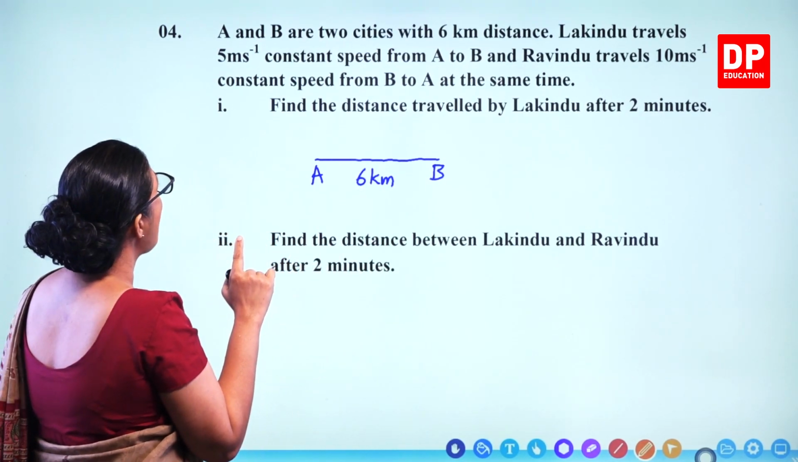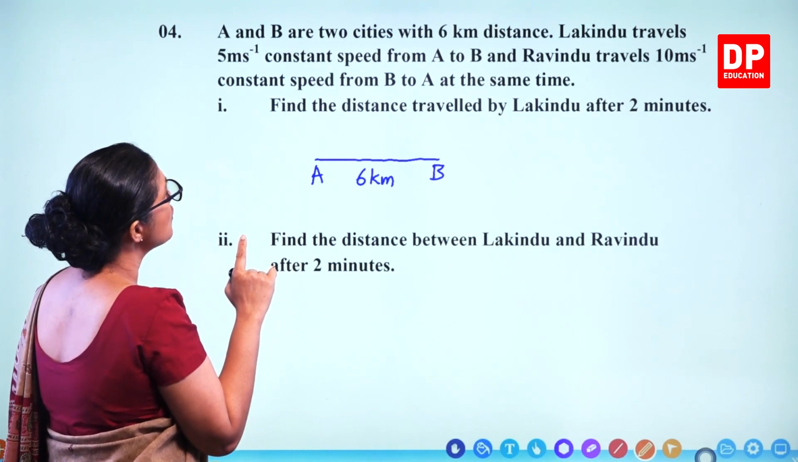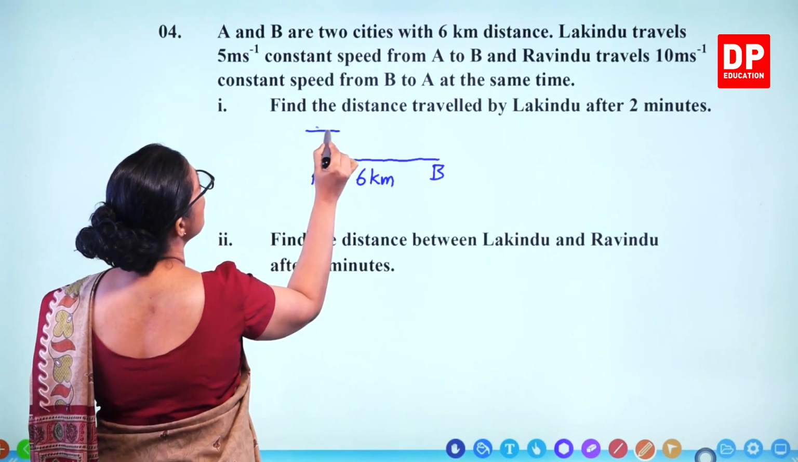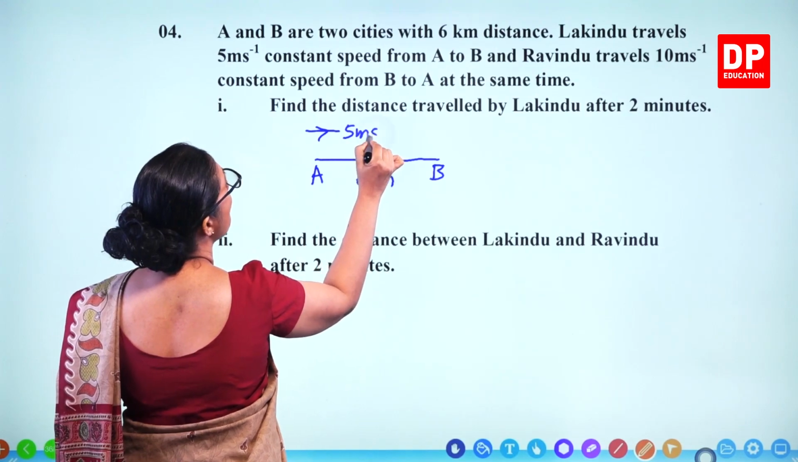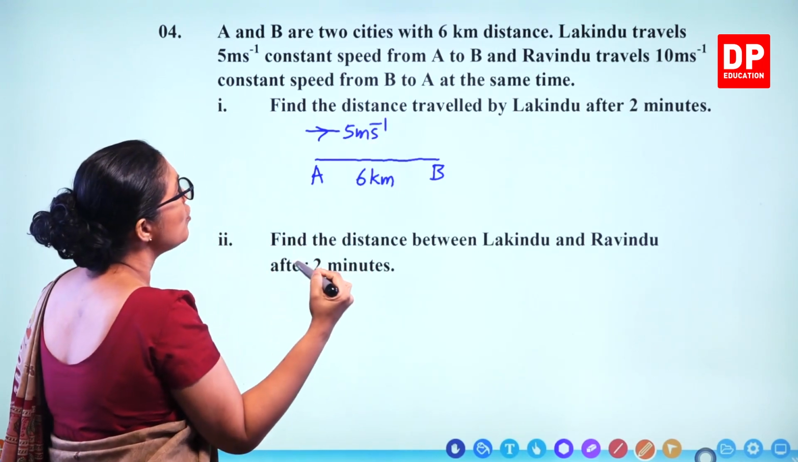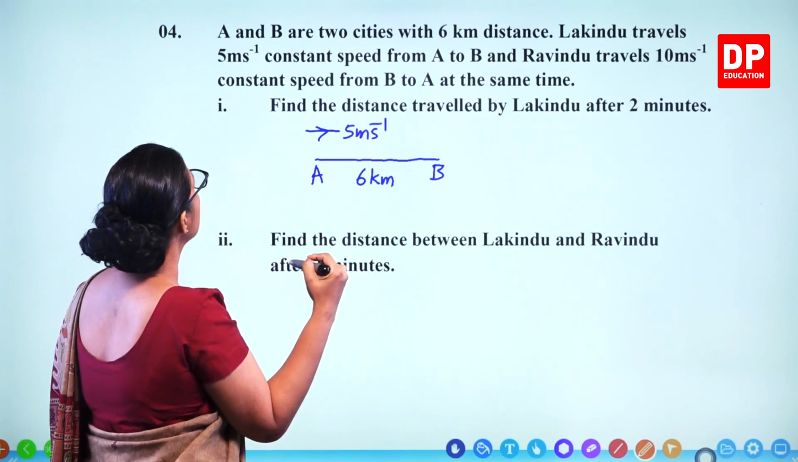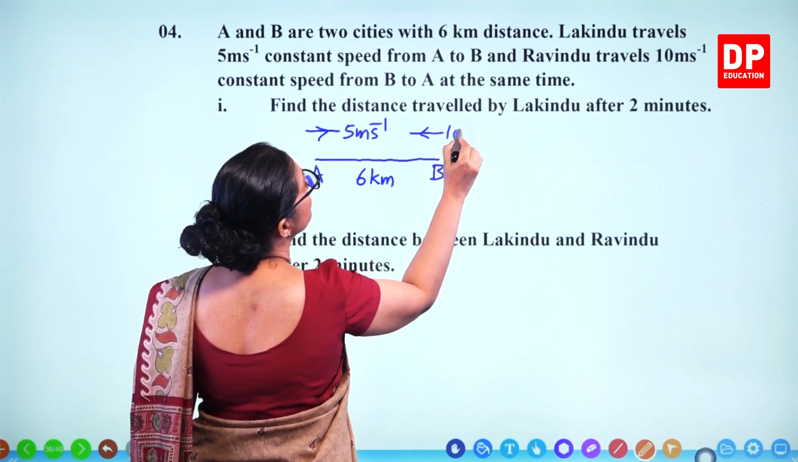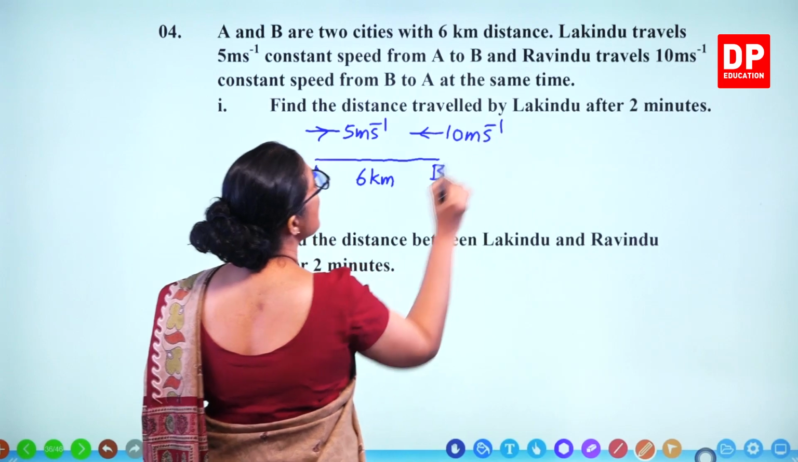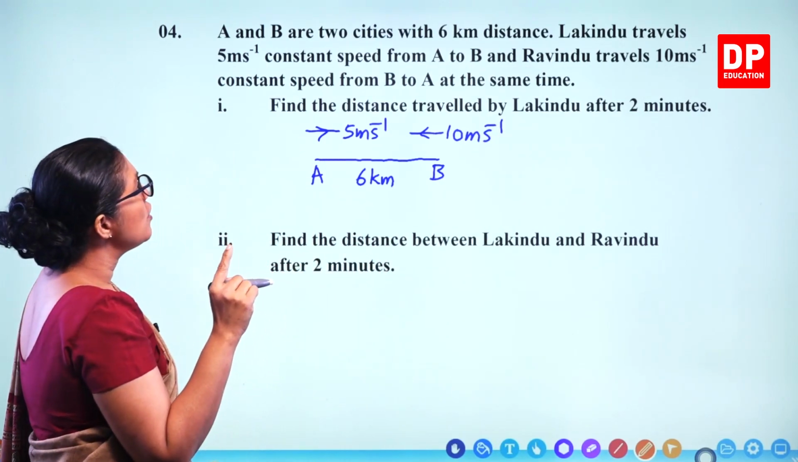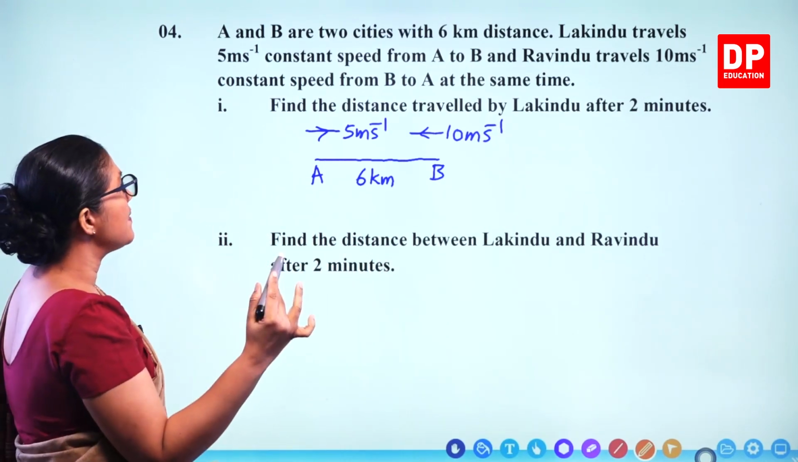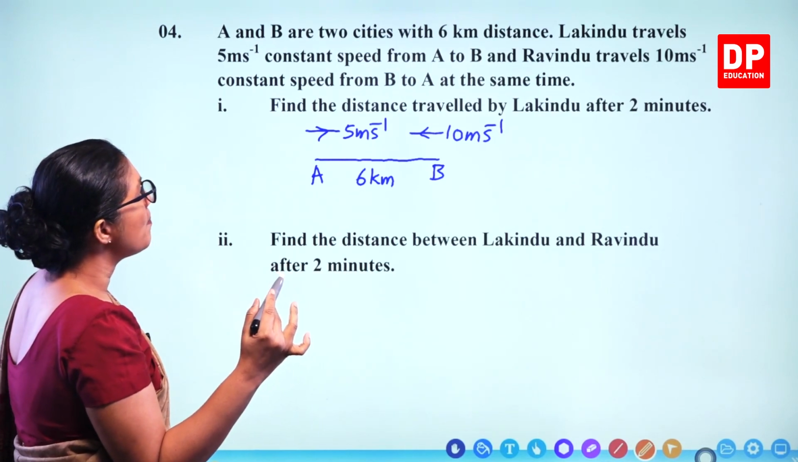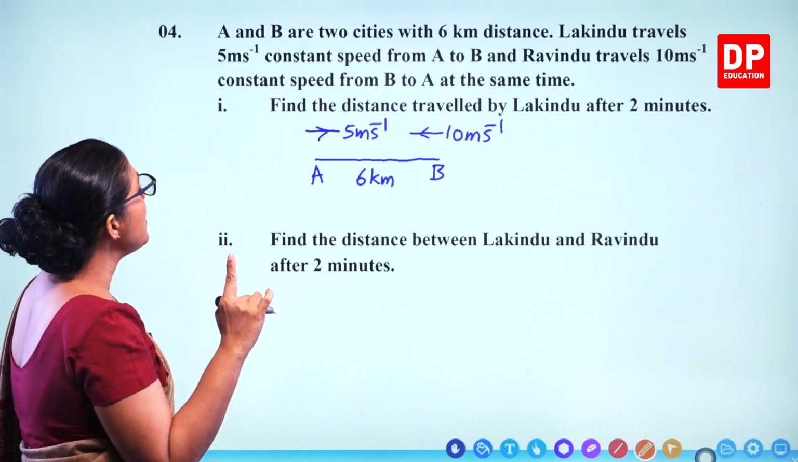Lakindu travels 5 meters per second, constant speed from A to B. So this way, 5 meters per second. Ravindu travels 10 meters per second, constant speed from B to A. This way. That's 10 meters per second. From B to A at the same time, starting at the same time. Find the distance traveled by Lakindu after 2 minutes.